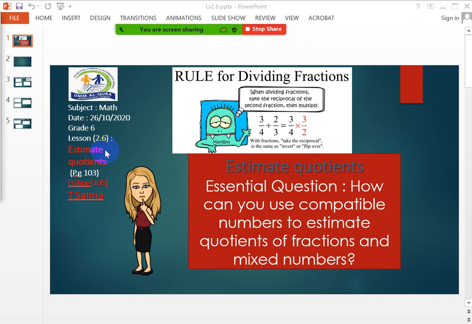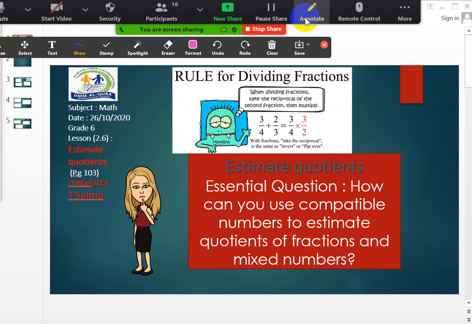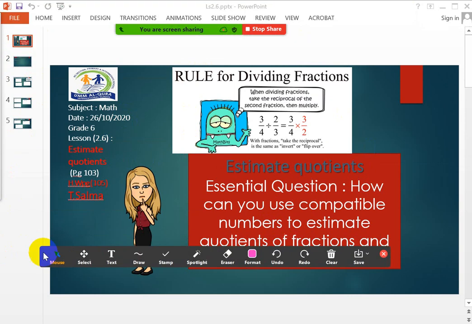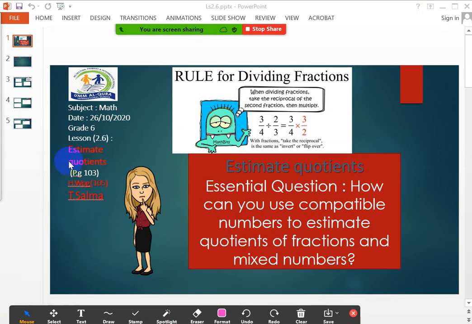Okay, girls. So our lesson today: how to estimate the quotient. That means if I want to divide two fractions or two mixed numbers, because a mixed number is a fraction and a whole. First thing, I have to estimate the quotient. Estimate the quotient means I have to guess what number the quotient will be close to.